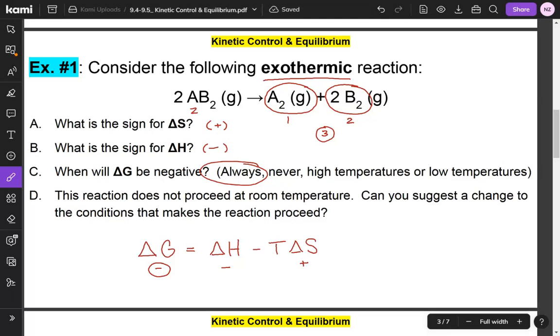Okay, now it says the reaction does not proceed at room temperature. Can you suggest a change to the conditions to make the reaction proceed? Well, it's telling us it doesn't proceed at room temperature, so there must not be enough energy for the reaction to take place. So if we increase the temperature, that will give those particles enough kinetic energy for the reaction to take place. The other thing that we could do is we could use a catalyst. A catalyst is going to lower the amount of activation energy required, and then the reaction may occur at room temperature.